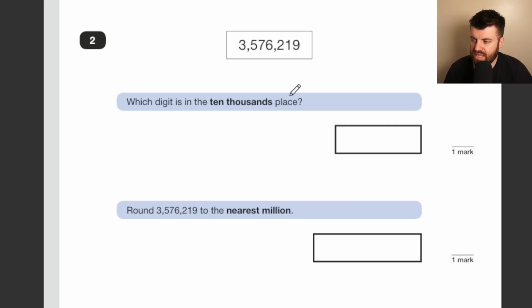Which digit is in the 10,000s place? This is basic place value. We have ones, we have tens, we have hundreds, and then this kind of repeats itself, but this time with thousands, and then we have 10,000s. Oh, it's a bit cramped up there, but this is 10,000s right there. 7 10,000s. Listen, don't get tricked. Don't write down 70,000. It doesn't ask you what's the 7 worth. It says what digit, which digit. The digit is 7. Simple as that.